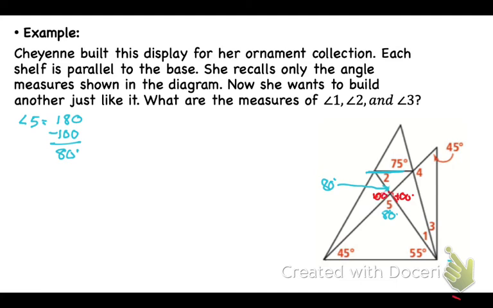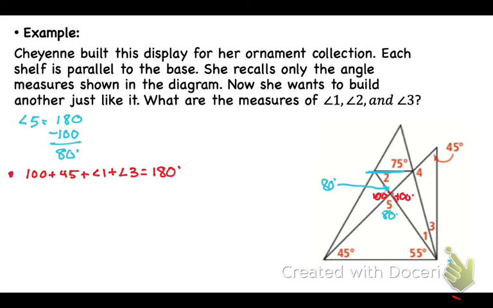So we've got to get 1, 2, and 3, right? So we know that 100 plus 45 plus angle 1 and angle 3 equals what? 180. Okay, we know that, correct? So that's something we can keep in our brain.